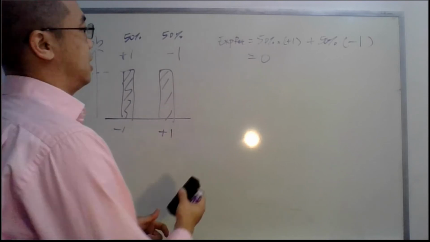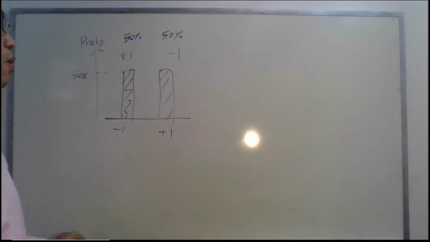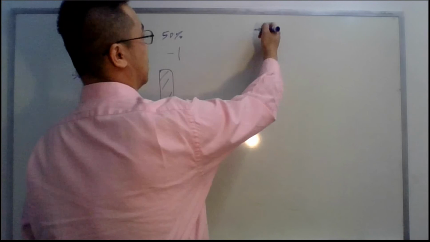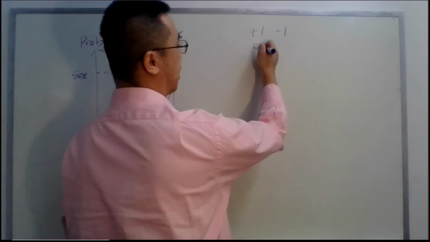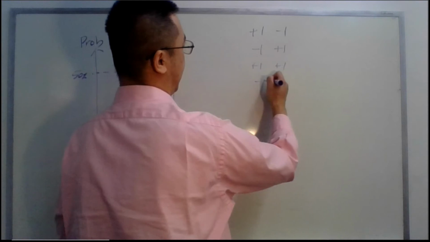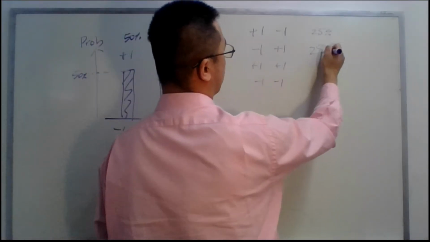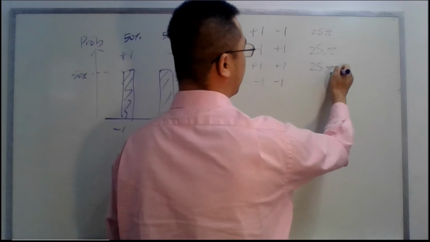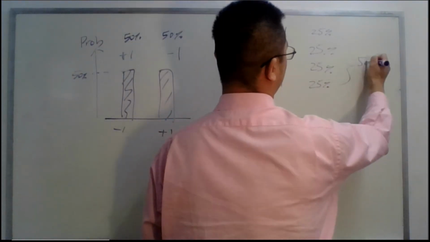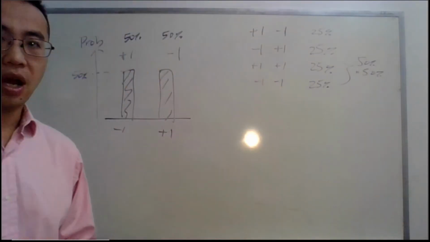Now, let me just tell you, this time I'm going to toss my coin twice. If I toss my coin twice, there will be 4 possible outcomes. The first outcome is +1, -1, second outcome -1, +1, and then +1, +1, and -1, -1. And they all come with a certain probability of 25%. You all agree with that, right? So all of them equal 50% times 50%. All right, you do the coin toss twice.